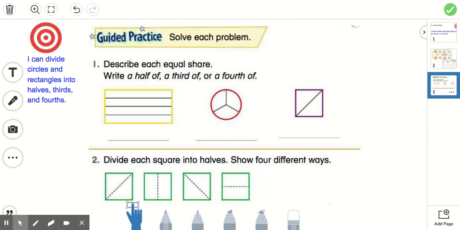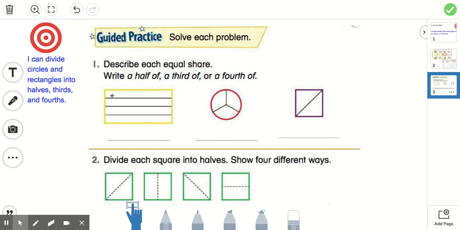Now what your work will look like today is like this, where it says describe each equal share. Write a half of, a third of, or a fourth of. Now, if the pieces are cut equally into four parts, it'll be fourths. If the pieces are cut equally into three shares or three parts, it'll be a third. If it's cut into two parts, cut in half, we call it a half.